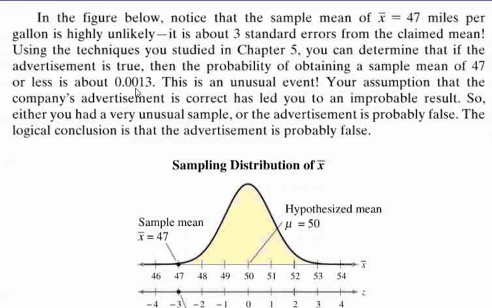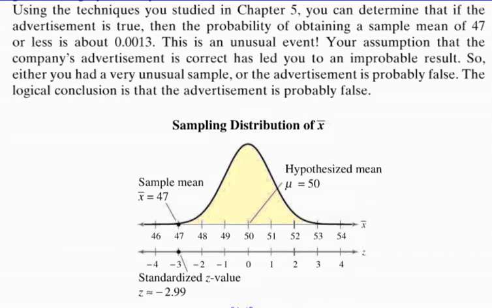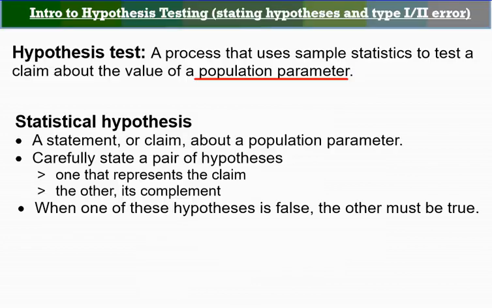So there's either two options. We either had a very unusual sample or the advertisement is probably false. The most logical conclusion is that the advertisement is probably false. The more likely conclusion is that the true population's mean is probably somewhere around 47. It's highly unlikely that the real average is 50 and we just observed a very unusual event. That's what we're going to be working towards.